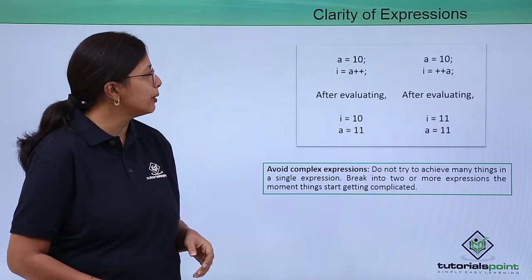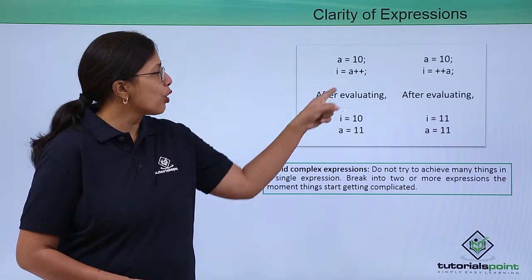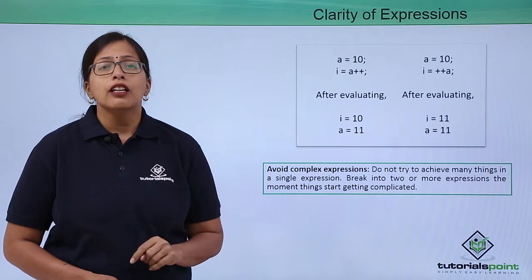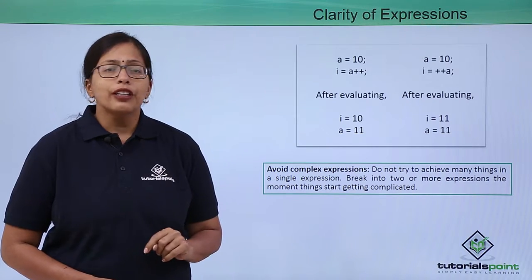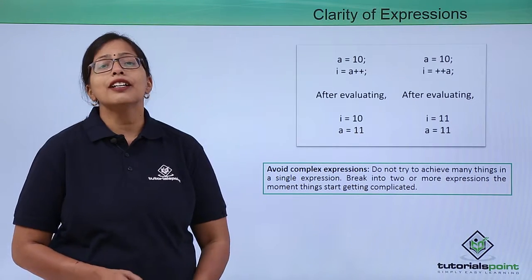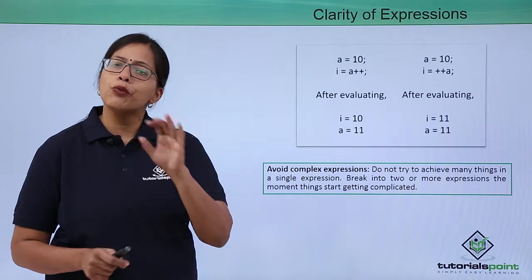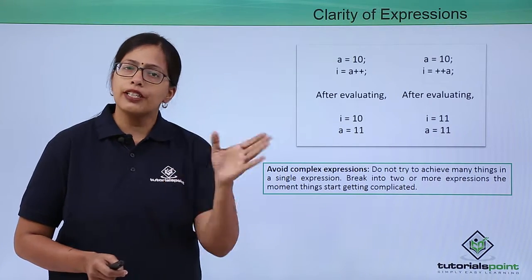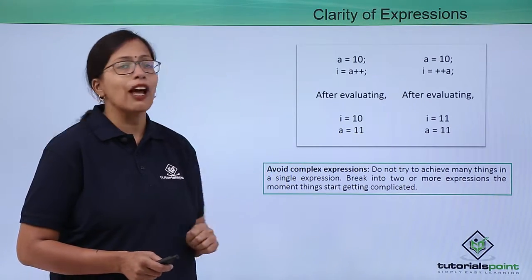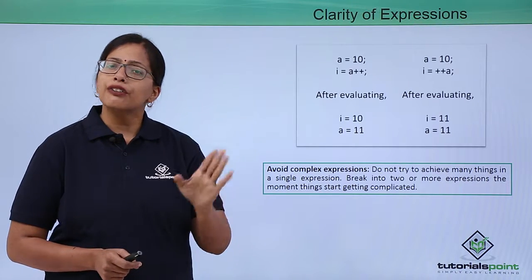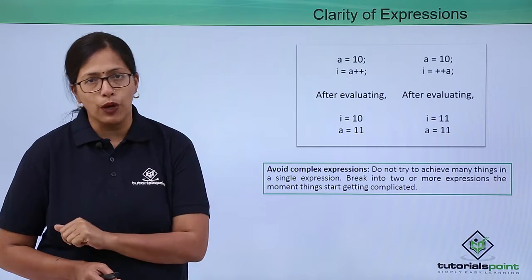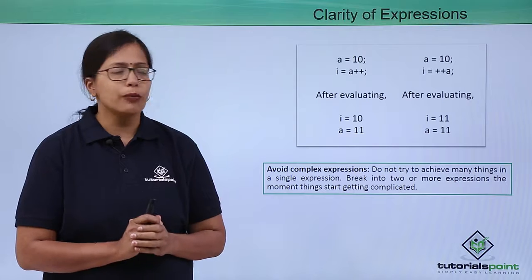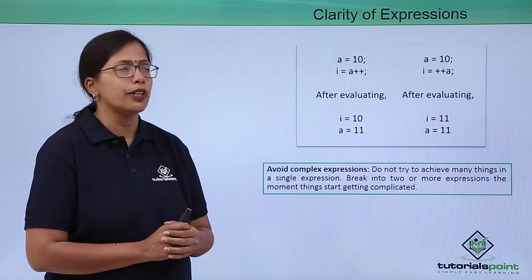Let's take an example. You can see this operator, plus plus. This is a unary operator of addition. What it does is add 1 to the number to which it is attached. So whatever is the value of a, the final value will be a plus 1. That is the function of this operator.